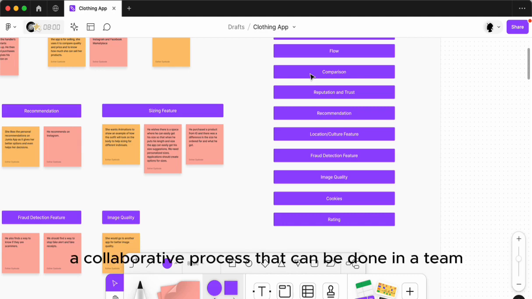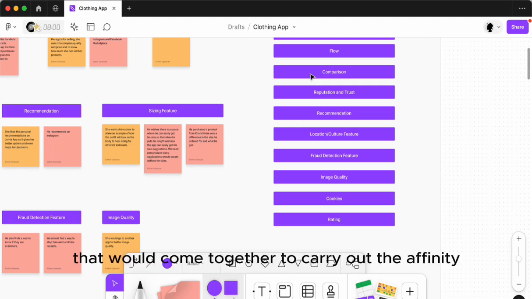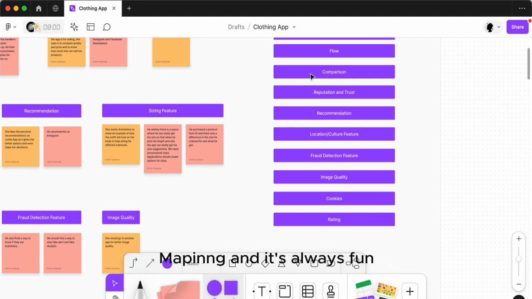Affinity mapping is a collaborative process that can be done in a team or a group setting. You may be a group of designers or a group of researchers that would come together to carry out the affinity mapping, and it's always fun. It encourages active participation and engagement from all participants, as everyone's thoughts and ideas are considered and included. It allows for an amazing visual representation of the collective information and insights, making it easier to understand complex information and find innovative solutions to most of your problems.